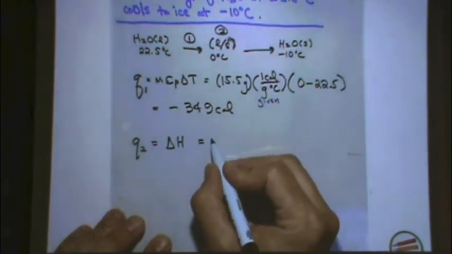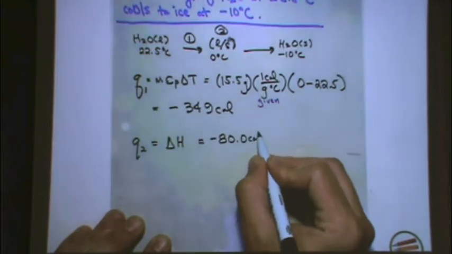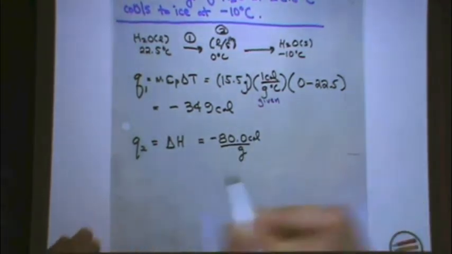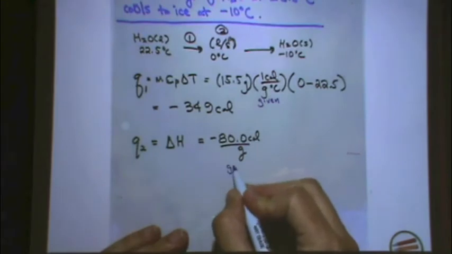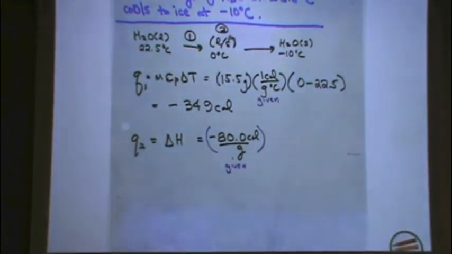And I looked this up. This is negative 80.0 calories per gram. And again, this is going to be a given. That number right there. Okay? Now, I have to do something to this. Well, how do I have to change this? Because I can't use this number as is. It does not match with the first Q. I will have to multiply by mass to get pure calorie units.